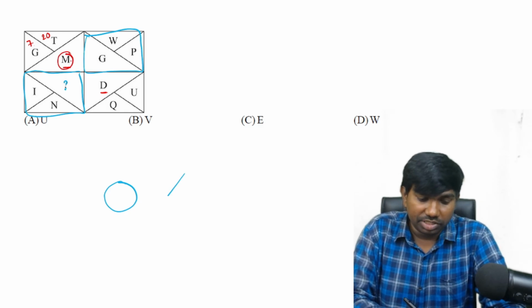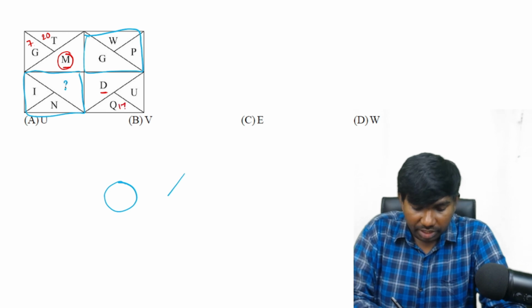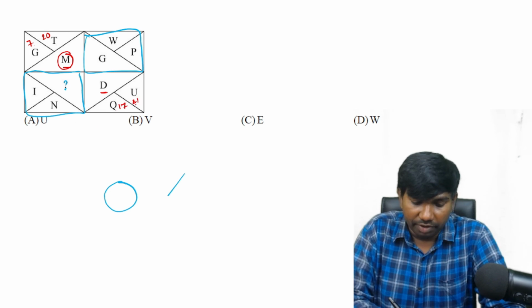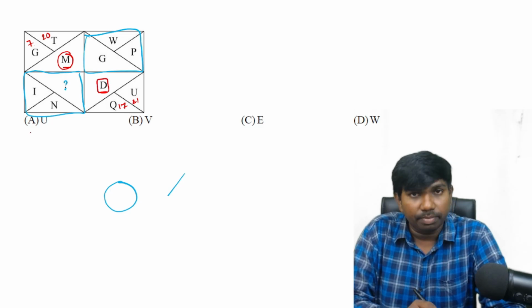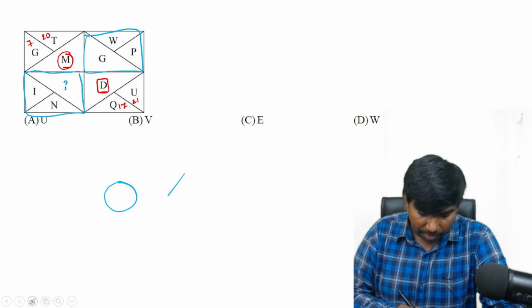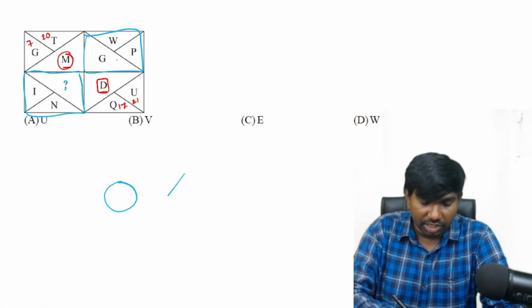But let us check the same thing on the other. Q is 17 and U is 21. The difference is 4, and yes, the fourth letter is D only. We got the logic, and apply the same logic in the other two segments also.